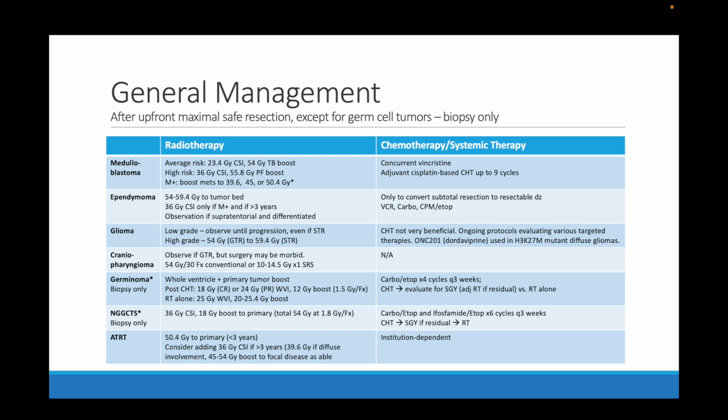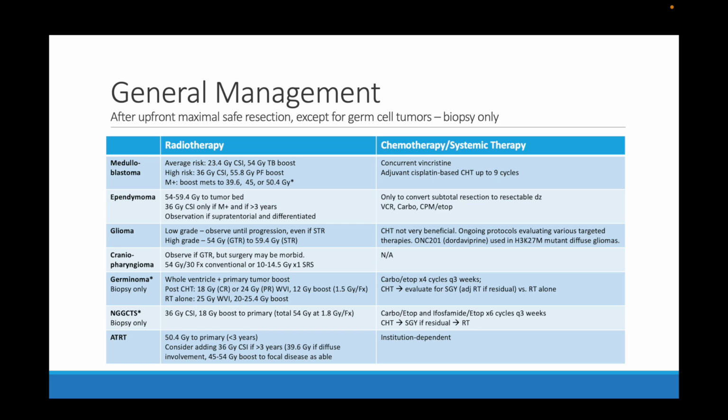The other tumor that can be observed after maximal safe resection is ependymomas if they are supratentorial and differentiated. But most of the time in pediatric patients, they are posterior fossa tumors, and so they're infratentorial, and we do end up treating with radiation.